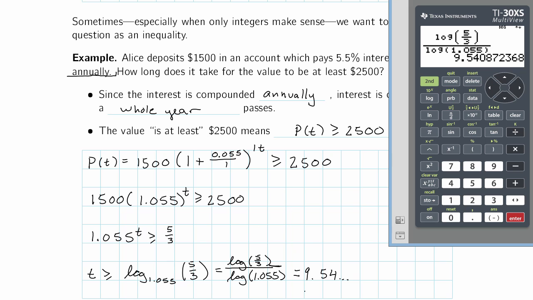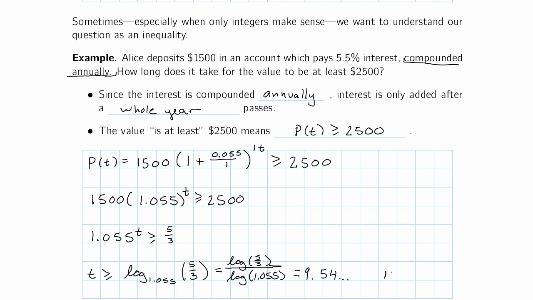We need our t to be greater than or equal to that, so we're going to have to round it up to 10. So how long does it take the value to be at least 2,500? 10 years. Choosing a whole number because only whole numbers make sense in this story. And we chose to round up, not because this digit is a 5. We don't care about that. We chose to round up because we want to be greater than or equal to this number.